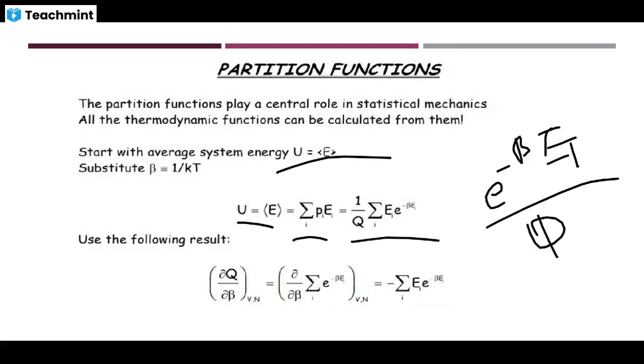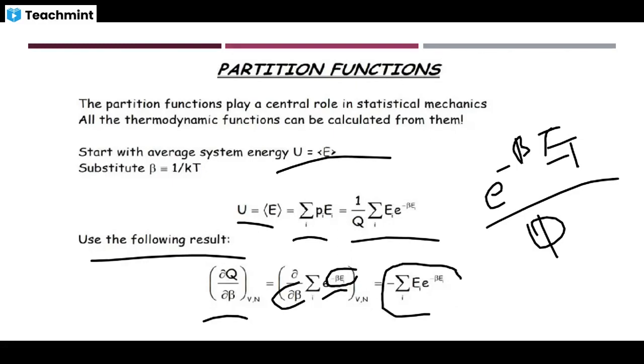Substitute for Pi, then use the following result, dou Q divided by dou beta. If you differentiate Q with respect to beta, where Q is the summation over i of e power minus beta Ei, you get the summation over i of e power minus beta Ei, and differentiating with respect to beta gives minus Ei. So then you get Ei.